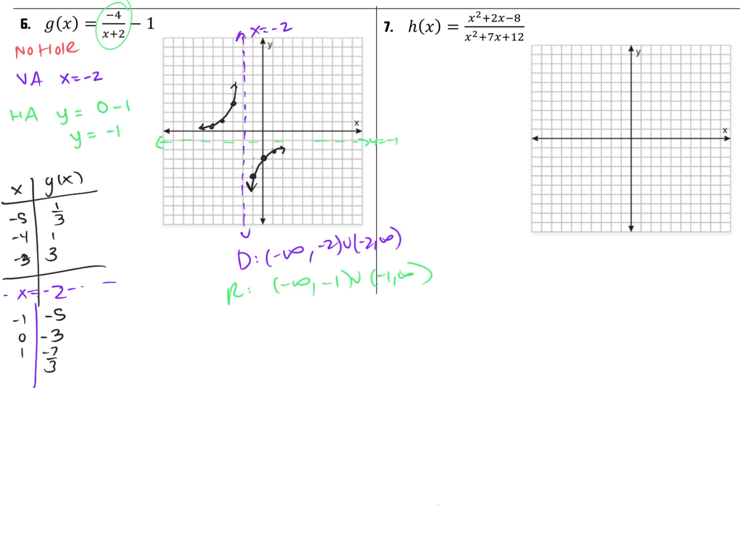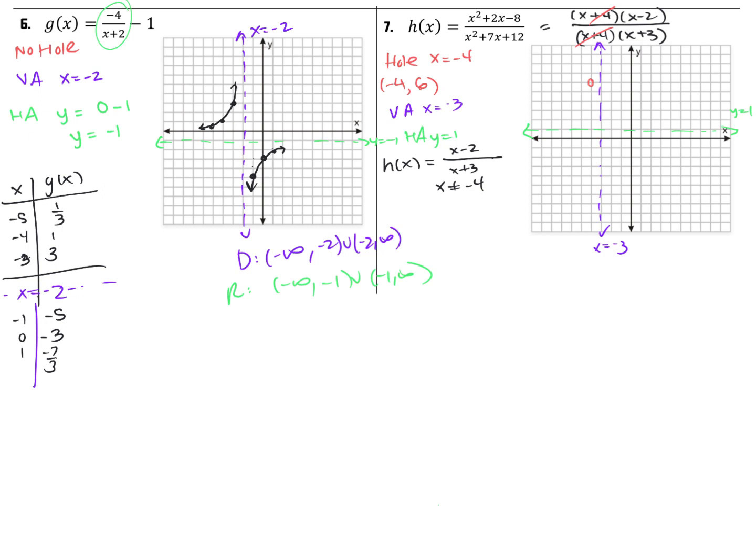All right, I really want you to push yourself on number 7. Factor, identify any holes, the x and y coordinate, identify any horizontal and vertical asymptotes, make your table of values, and graph those points. And then don't forget to state the domain and range. See how far you can get on your own.